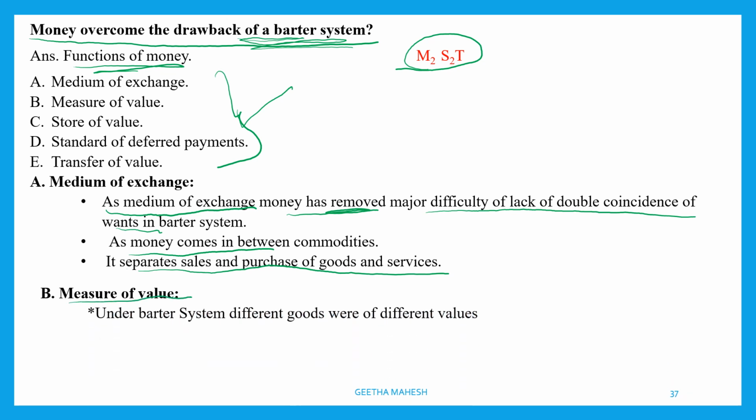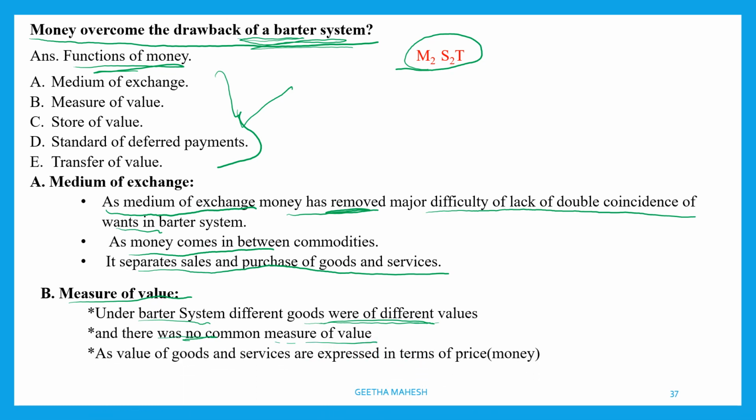Measure of value. Under the barter system, different goods were of different values and there was no common measure of value. As the value of goods and services is expressed in terms of price, that is money, it is able to remove the measure of value difficulty which was faced during barter.